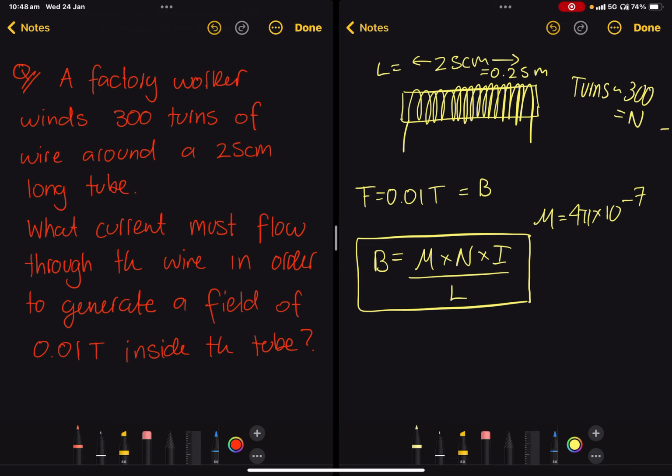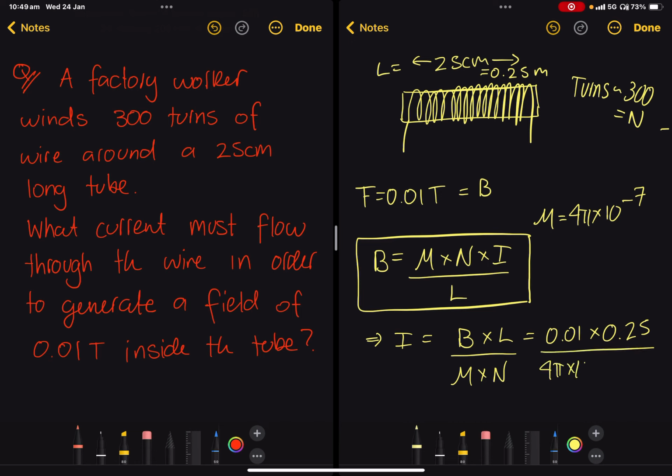So we're going to rearrange this for I. Multiply both sides by L, divide both sides by mu and N. We get I is equal to B times L over mu times N. If we plug everything in, the field strength is 0.01. The length is 0.25. This gets divided by mu, which is 4 pi times 10 to the minus 7, multiplied by the number of turns, which is 300.